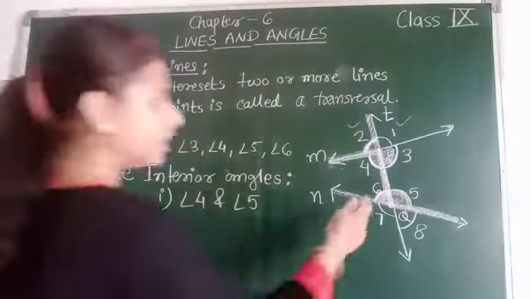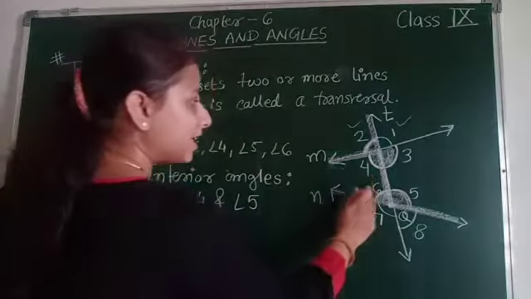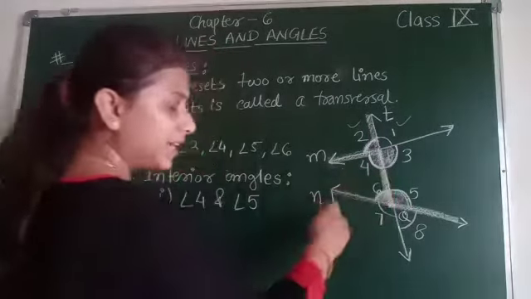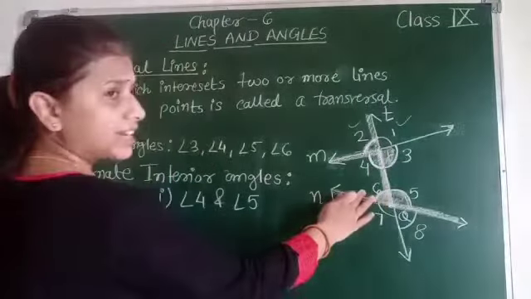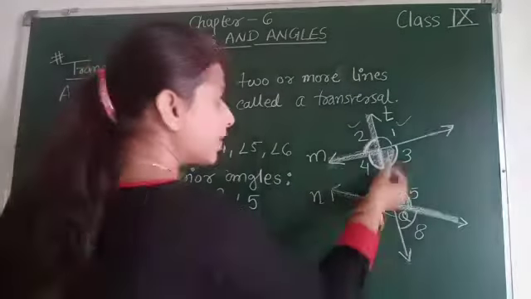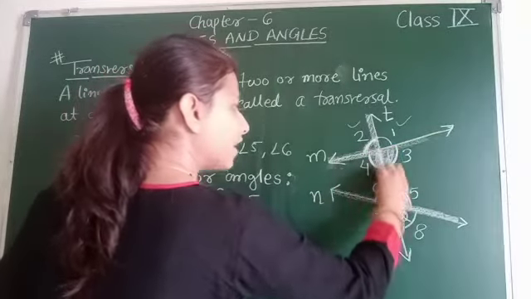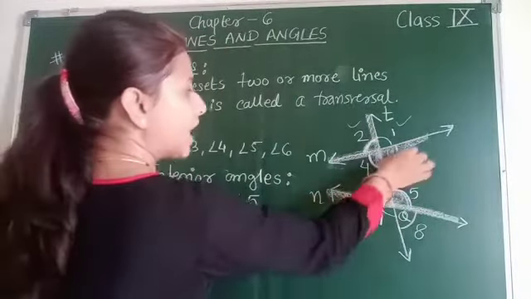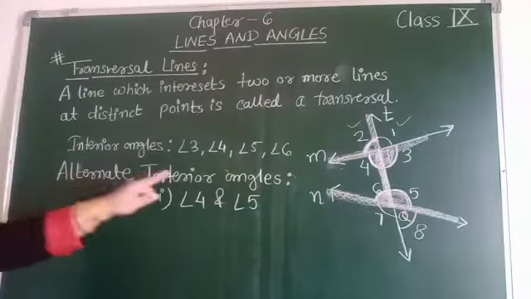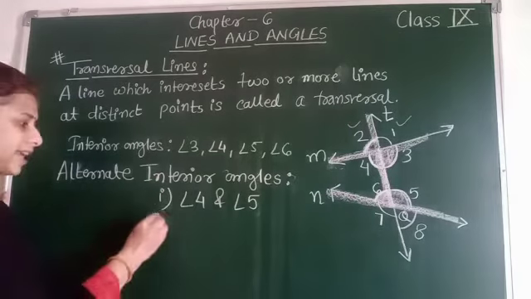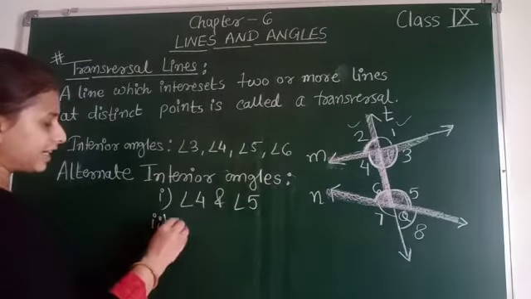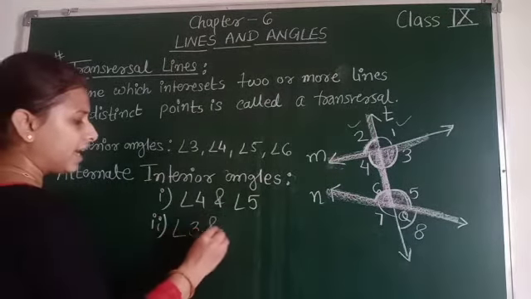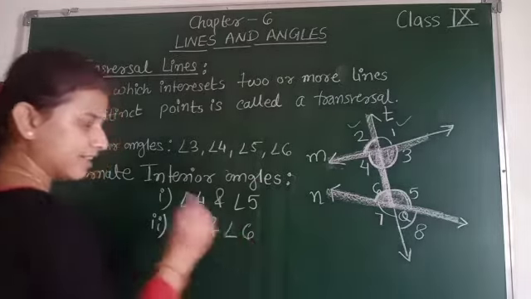And what will be the other pair? What will remain now from the interior angles? Angle 3 and angle 6. And you can see here also the Z alphabet is forming. So these are also your alternate interior angles. The second pair of alternate interior angles are angle 3 and angle 6.